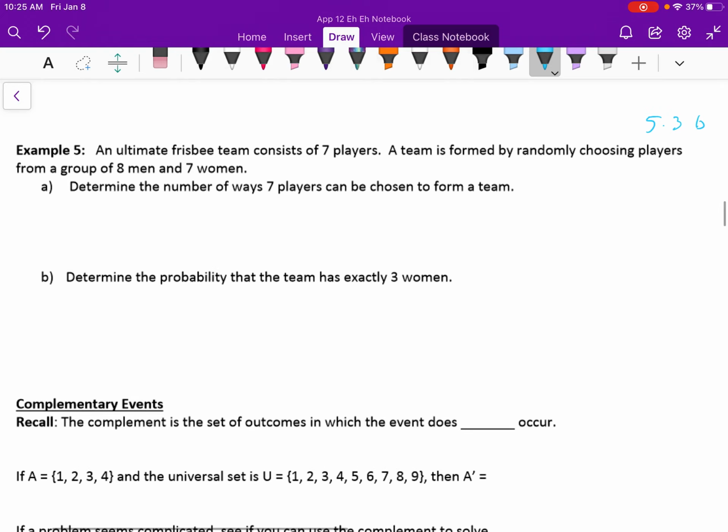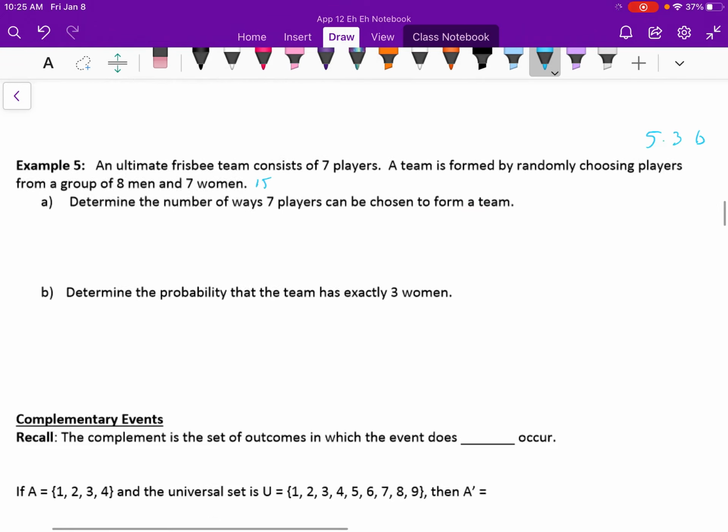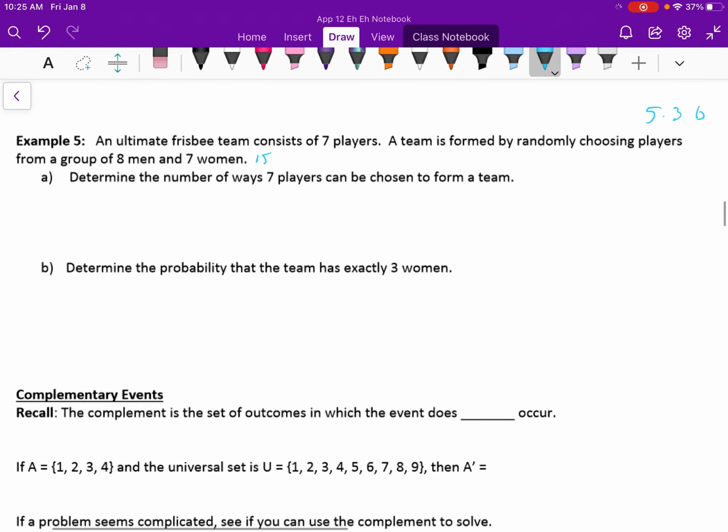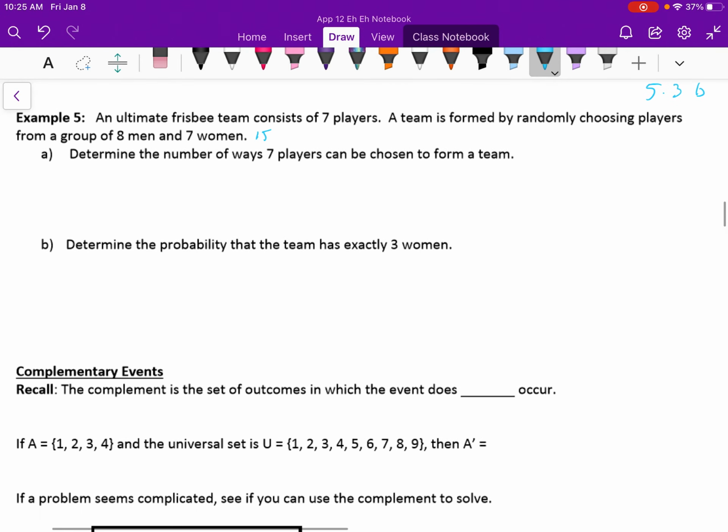So there's really no constraints. So really the team, if I have 8 men and 7 women, I have a total of 15 players. How many different ways can I choose 7 players for the team? Well, it's going to be 15 choose 7, because I'm just choosing any 7 out of the total of 15.